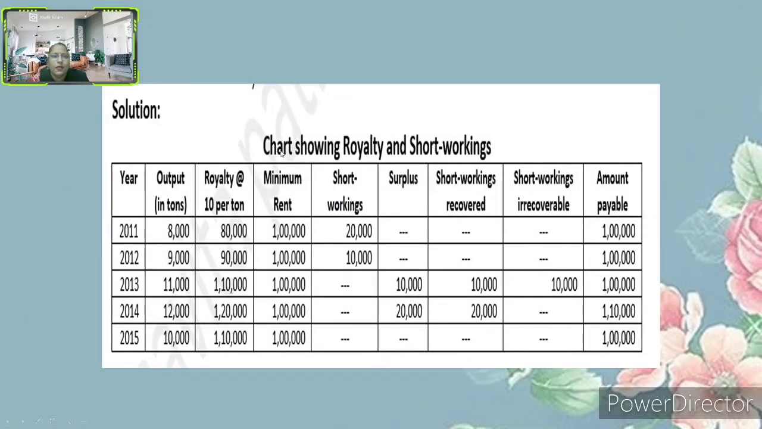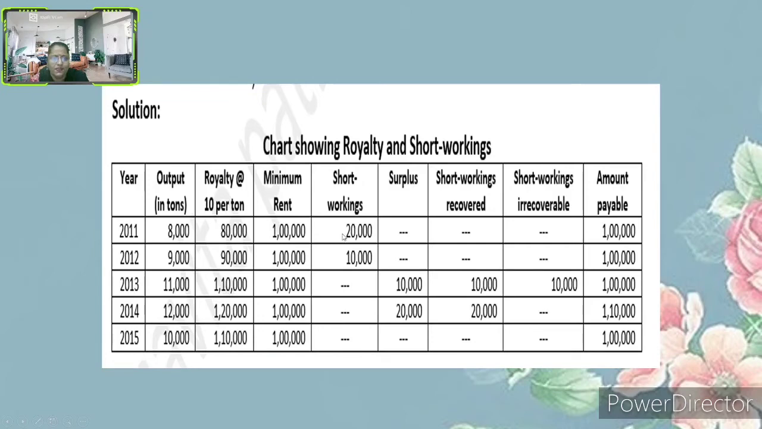Now, a chart showing the royalty and short workings. We have to write the years, output in tons, and the royalty at 10 per ton: 10 into 8,000 is 80,000, then 90,000, 1,10,000, 1,20,000, 1,10,000 respectively. We have to calculate. Minimum rent is fixed at 1 lakh.